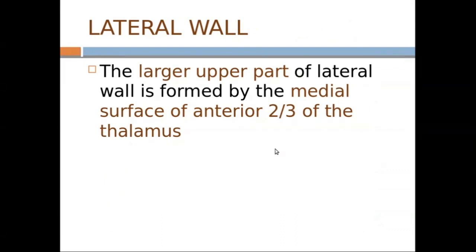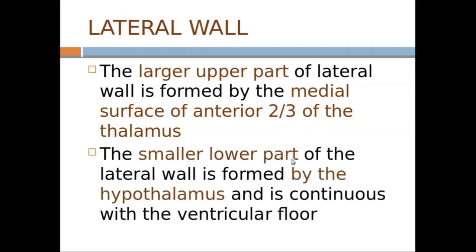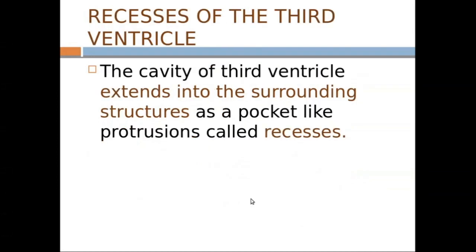The larger upper part of the lateral wall is formed by the medial surface of the anterior two-thirds of the thalamus, and the smaller lower part of the lateral wall is formed by the hypothalamus and is continuous with the ventricular floor. So the lateral wall is formed by the medial surface of the thalamus and the hypothalamus. So we have completed the boundaries of the third ventricle in great detail.